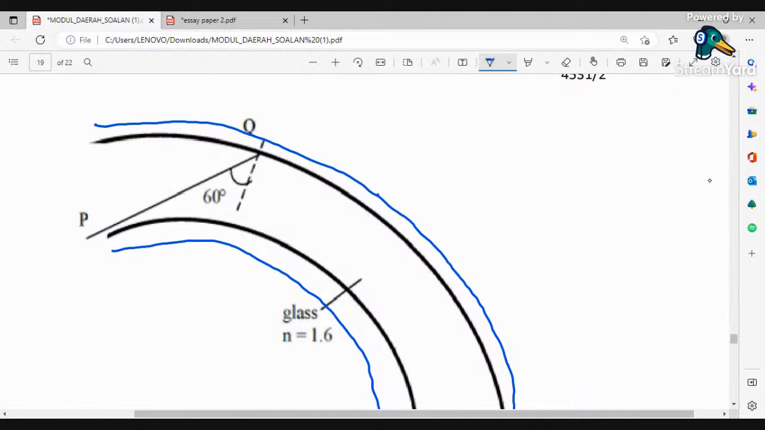Okay, so we have something like this. This part is the outer layer, and inside here we call it the inner core, or inner layer also can. Different density between these 2 layers.